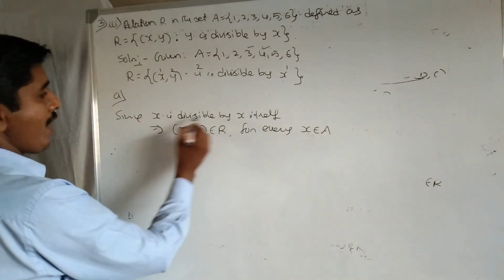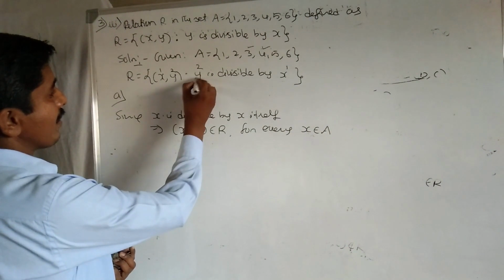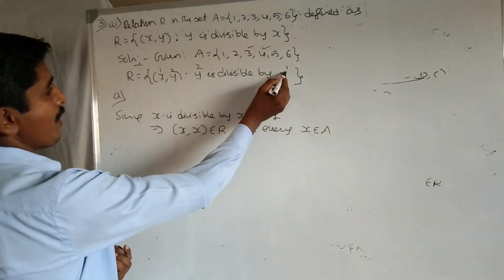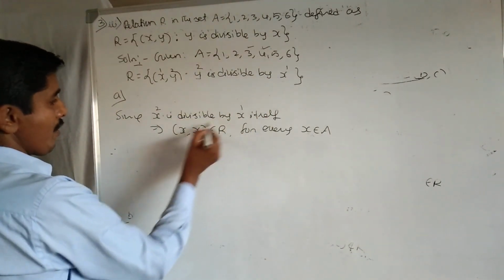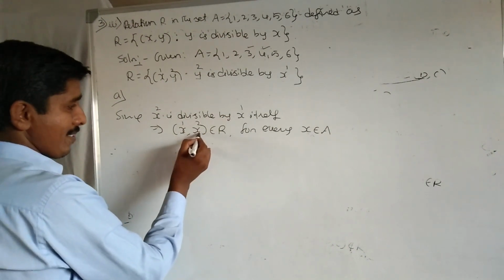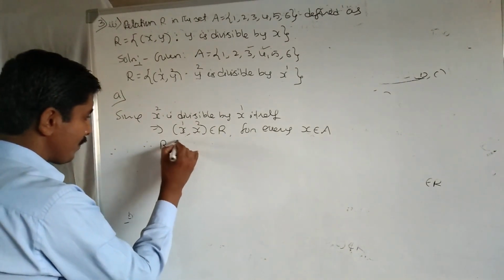So, every number is divisible by itself. Therefore, (x, x) here. Observe, this is the second element of the ordered pair and this is the first element. The first element is also x, the second element is also x. x is related to x. Therefore, the relation is reflexive.